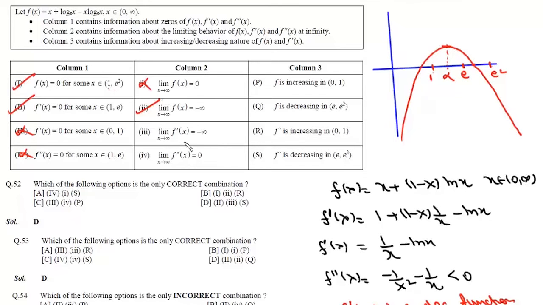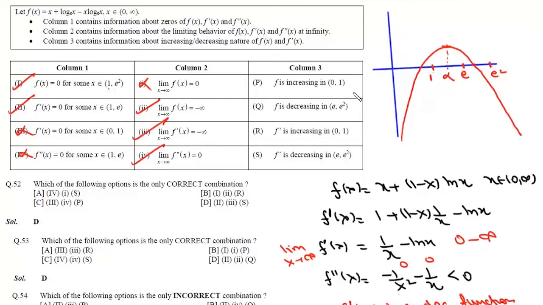Now limit x tends to infinity of f'(x). Now if we look at this f'(x), and if we take this limit x tends to infinity, 1 upon infinity is 0, and then minus log infinity is minus infinity. So we'll approach minus infinity. And limit x tends to infinity of f''(x). Now 1 upon infinity is 0, this is also 0. That means this limit is also correct.